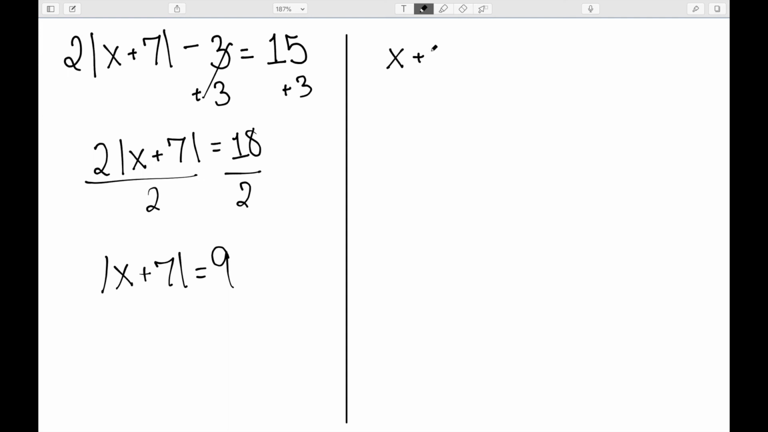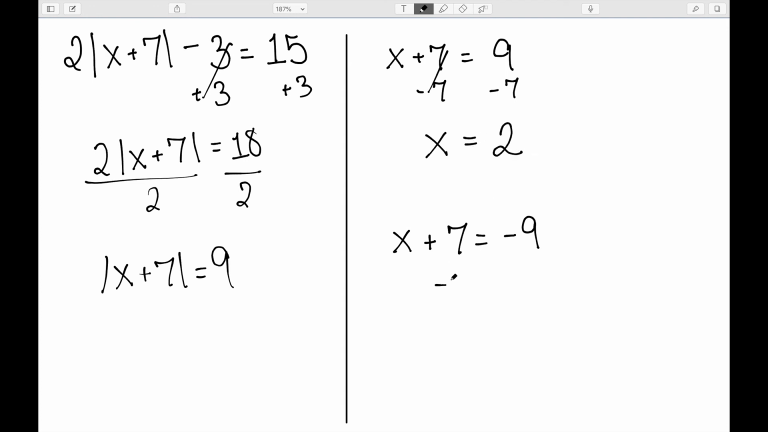Well, 9 does. So that gives me an equation of x plus 7 equal to 9. And the absolute value of -9 is equal to 9. So that gives me the equation x plus 7 equal to -9. To solve these, we can subtract 7. That gives me x equal to 2. My second equation, subtracting 7, gives me x equal to -16. So here my two solutions are 2 and negative 16.